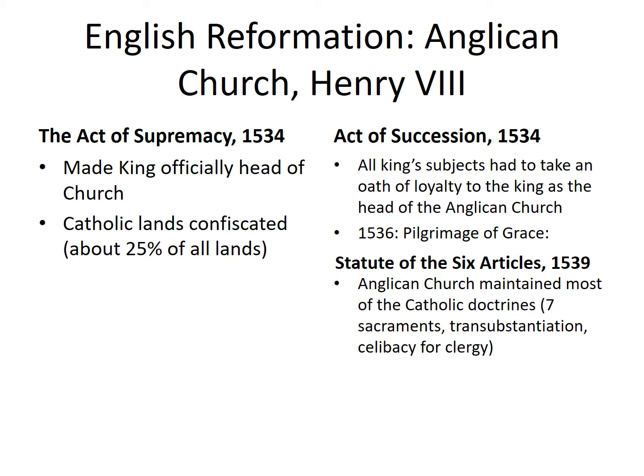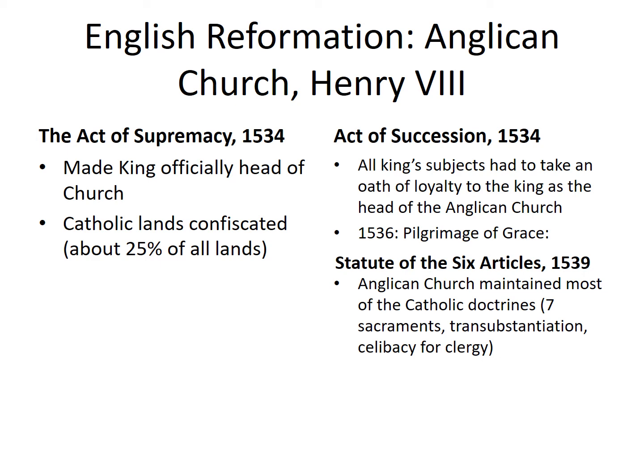it will remove the Pope from the head of the church in England and put the king or the monarch at the head of the church instead. But very little else changed. Yes, the Catholic lands were confiscated by the king. Now about 25% of all lands belong to the king instead of belonging to the Catholic Church in England. And Henry VIII will sell those lands off to the highest bidder.